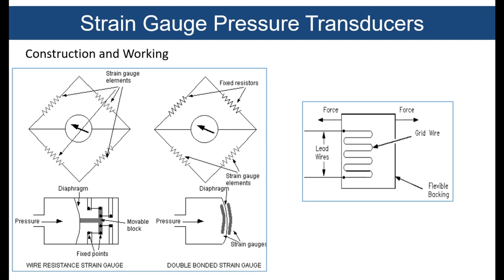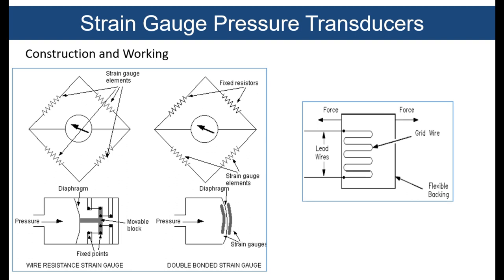As per the pressure application, there is a change in the diaphragm movement, and that change in diaphragm movement causes a change in the resistance of the strain gauge element, and as per that change we see the change in voltage, and as per that voltage change we see the change in pressure, and we can get the pressure data. So these were the common types of strain gauge and their working mechanism.